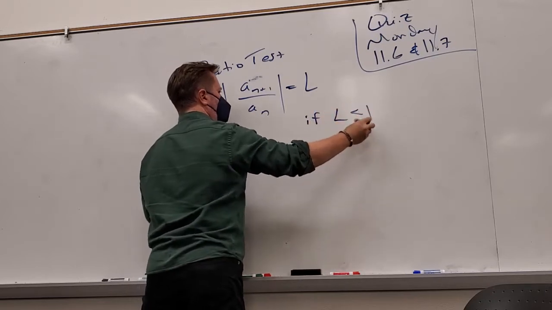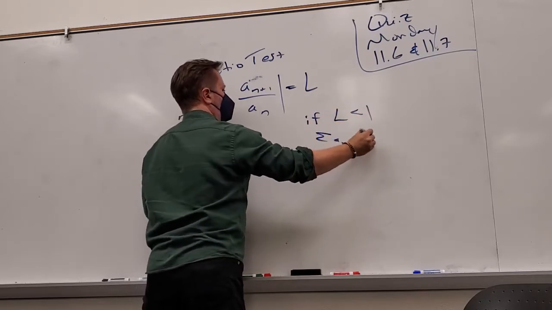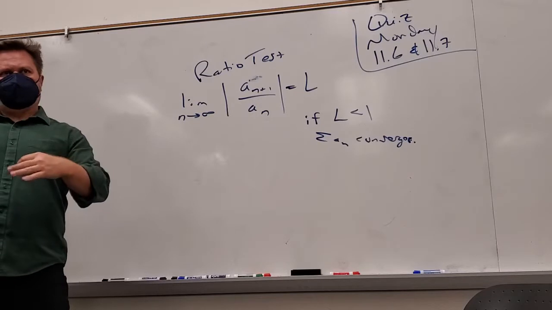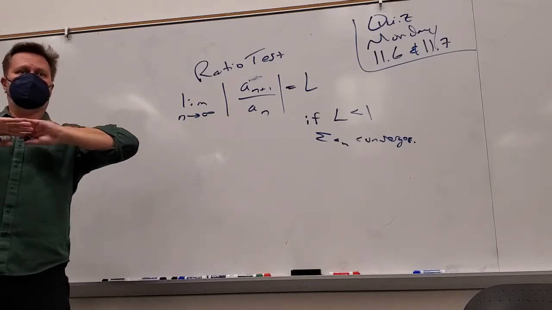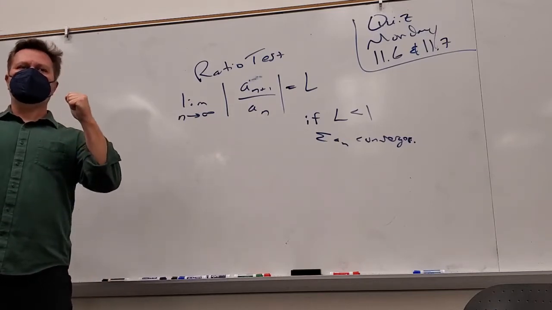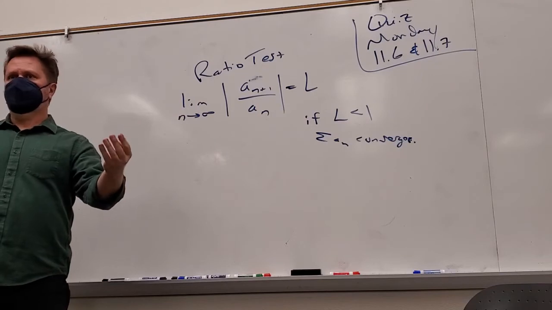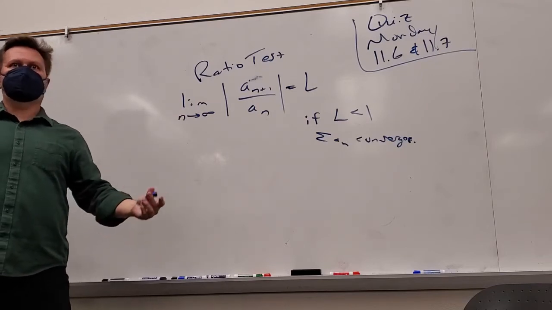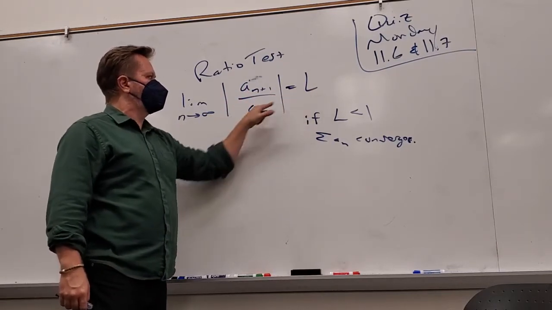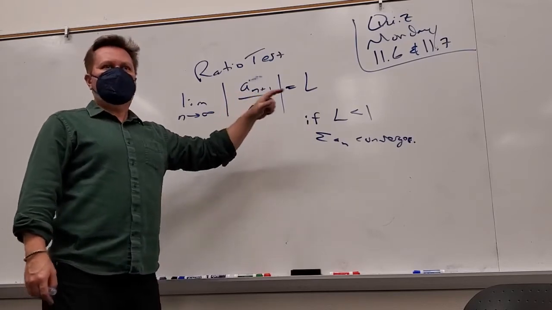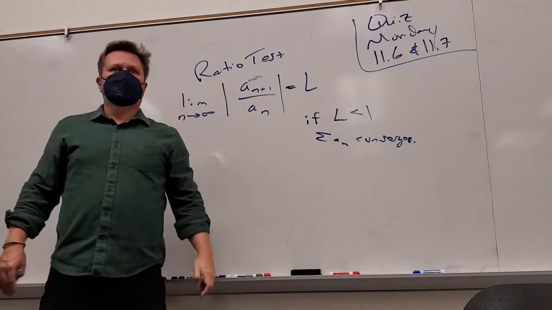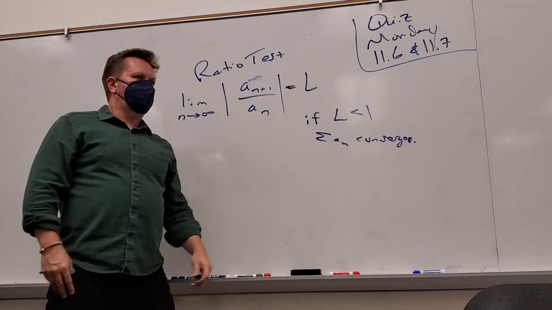If L is less than 1, then this series converges. If it equals 1, it's inconclusive. If it's greater than 1, it just straight up diverges. And again, I really tried to show you how this is just geometric coming back. Geometric converges if r is less than 1. So if this ratio becomes some number, that number is the multiplier to get from this term to the next. If that multiplier is less than 1, that's like a geometric sequence, maybe series, when you put it all together.